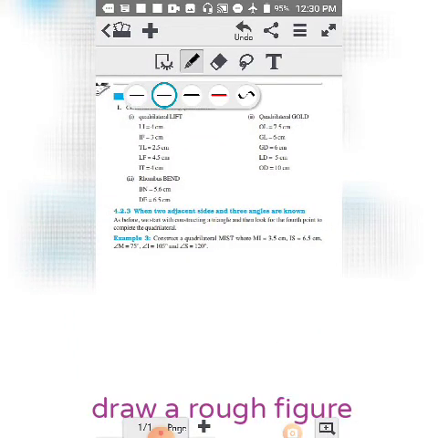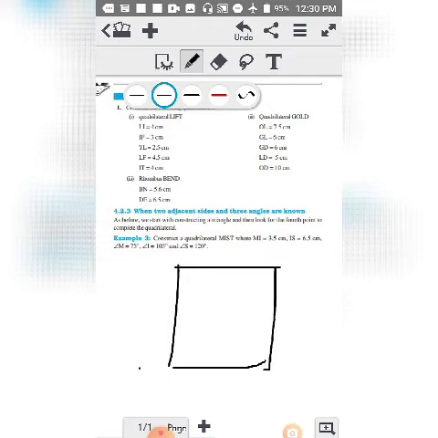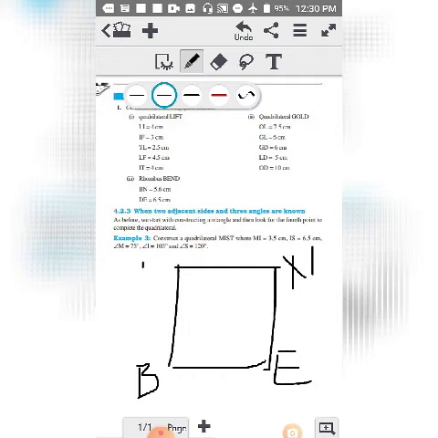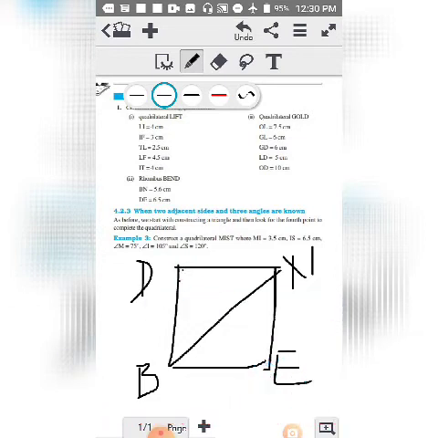To make a rough figure, I will make a rhombus. In a rhombus, opposite sides are equal. So the rhombus will be made BEND. According to this, they have given the length of BN and the length of DE. Now BN and DE are diagonals of the rhombus.